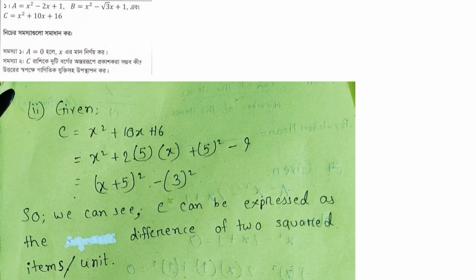So we can see that c that was given in the question can be expressed as the difference of two squares. That is proved. Now let's go to the next question.